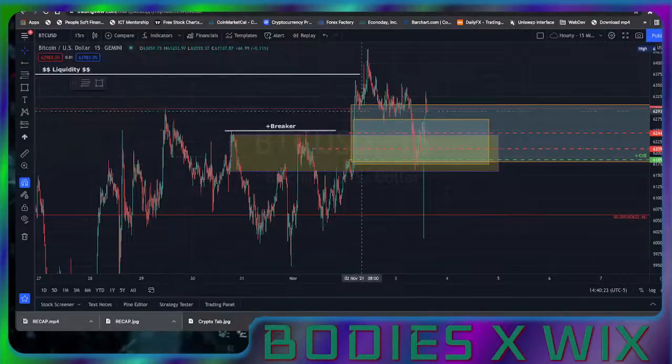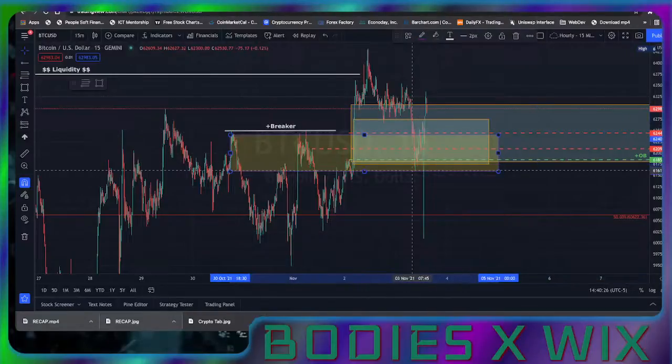So what it did is it got all the way down to the bottom of this breaker and then started moving up, all right? And people started chasing it. Now we knew it was going to probably move up once it hit the bottom of the breaker.